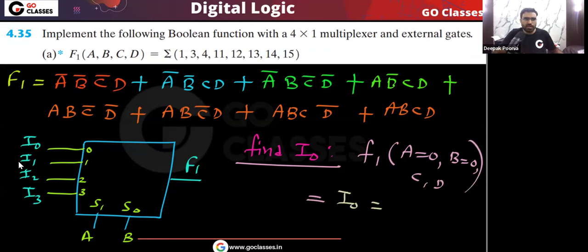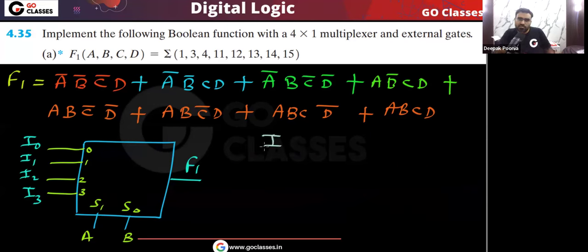If I put A0, B0, you can see this will be 0, this will be 0, this will be 0, this will be 0. So I will get C bar D or CD. Do you agree? I can simplify this. I can take D out, and inside I will get C or C bar, which will be 1. So basically I0 will be equal to D. That's it. Is this clear? We got I0 equal to D, so I can write D here.